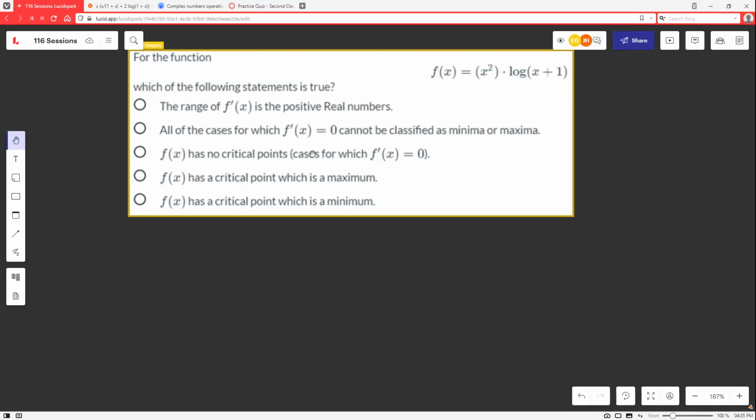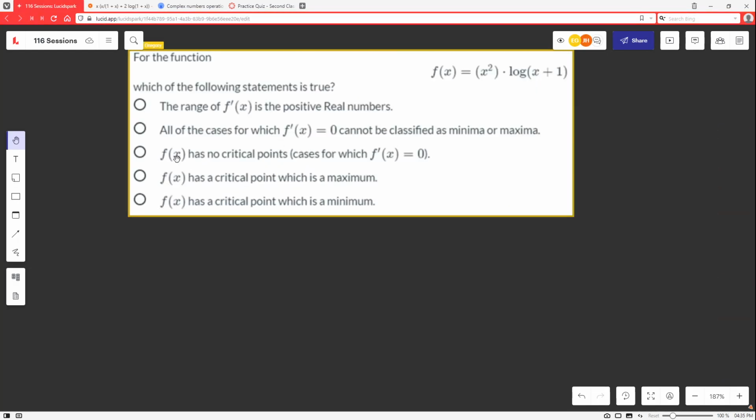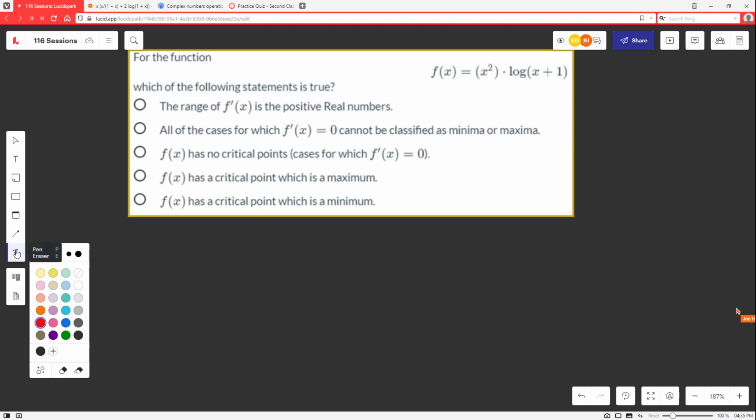f of x has no critical points, meaning no cases for which this is 0. This is false because it does have one of those. We can see there's a case here where it's 0, which means it has a critical point. So these two are this, and the answer is this one. I need to figure out why, though. So we'll come back to this at the end. I'll look up why, because I forgot to write that down.